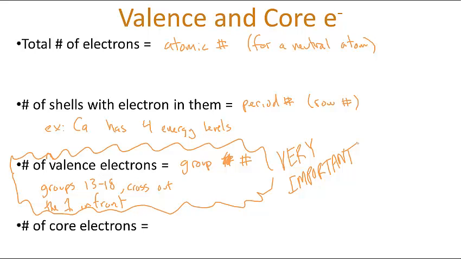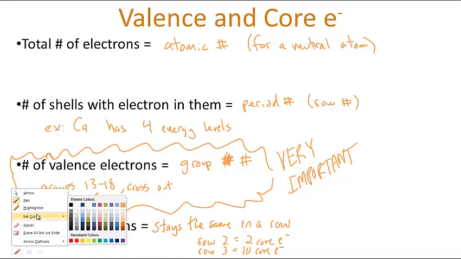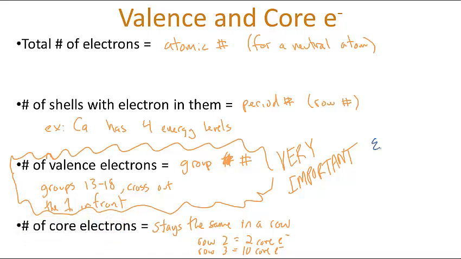So the number of core electrons stays the same in a row. Row 2 all has 2 core electrons. Row 3 all has 10 core electrons. But that's not so important. What's very important is the number of valence electrons.